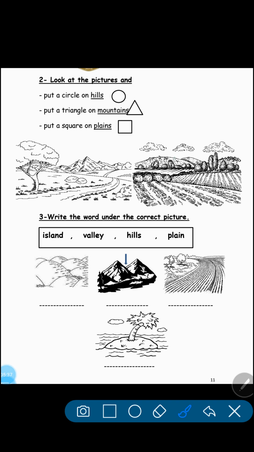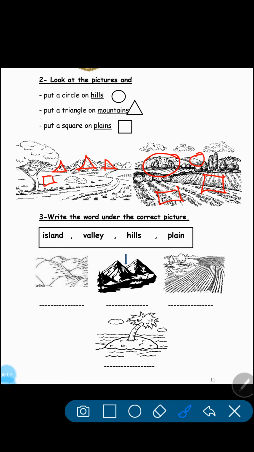Look at the pictures and put a circle on hills. So where are the hills here? Let's find them. They are here. So let's circle them. Here are the hills. Put a triangle on mountains. Okay, these are the mountains, so triangles. Put a square on a plain. Okay, this is a plain. This is a plain. And this is a plain.